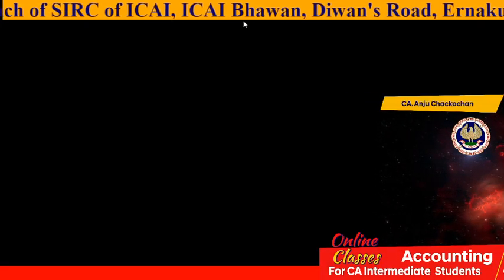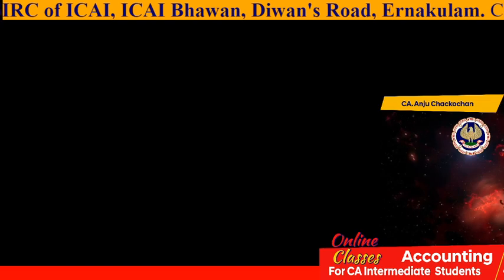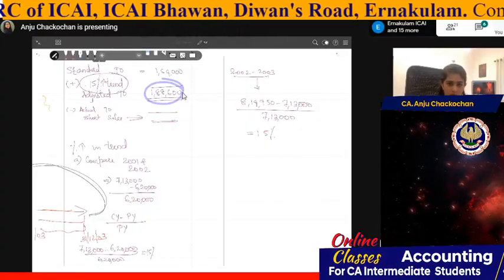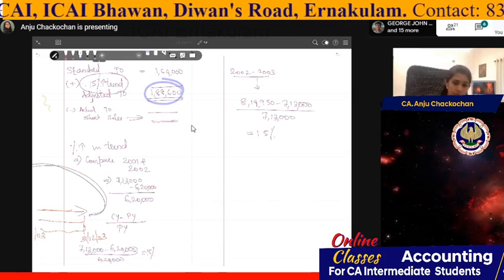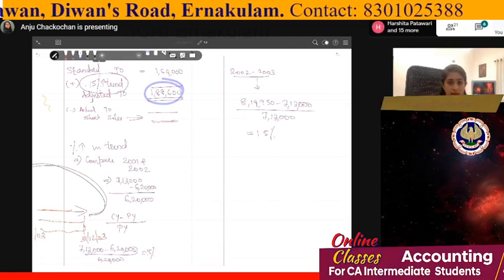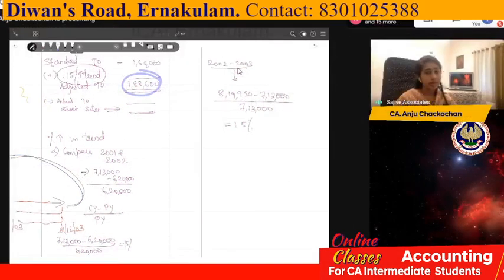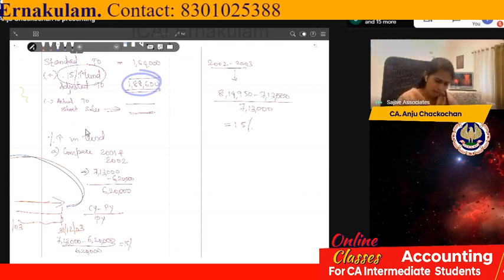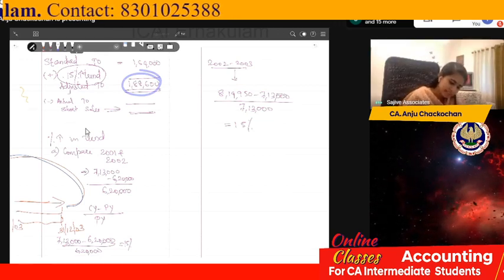You apply that and you compute the adjusted standard turnover. So for 2002, 2003, we compared and got 15 percentage, and we have computed the adjusted standard turnover. Now the next task is nothing but the actual turnover. Let's see how we can compute that. I think not a big deal.